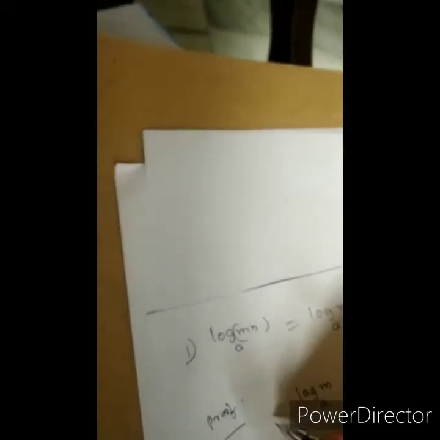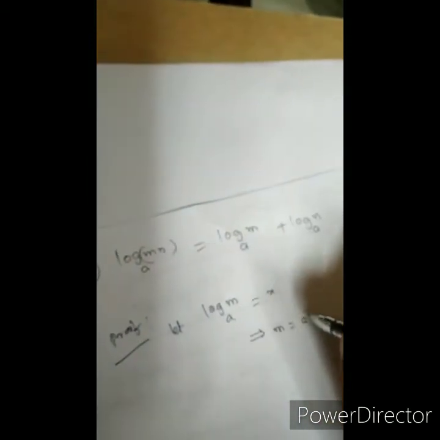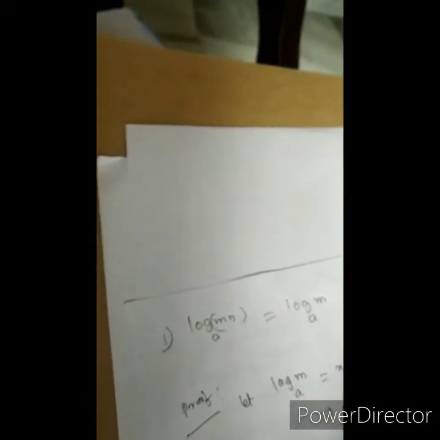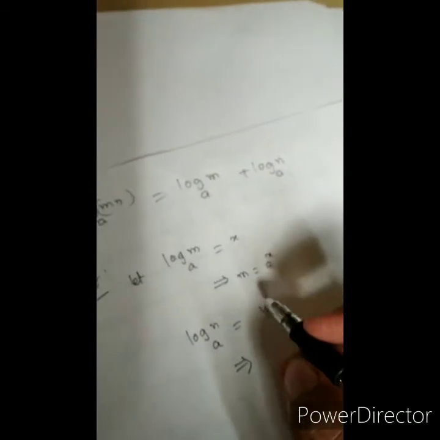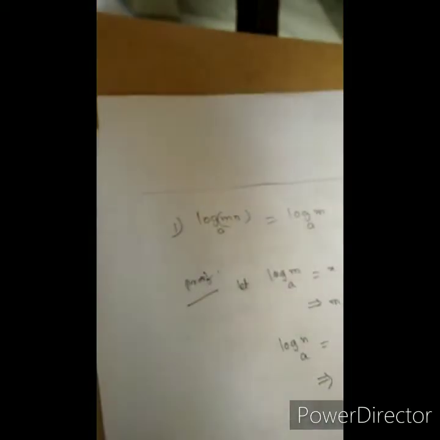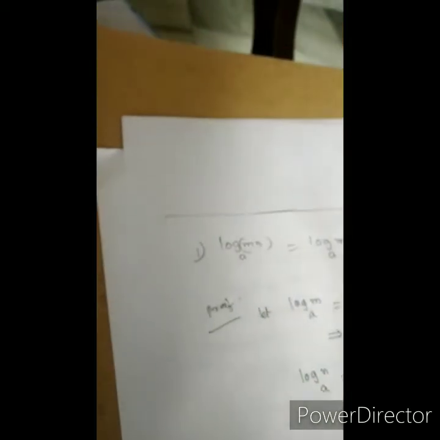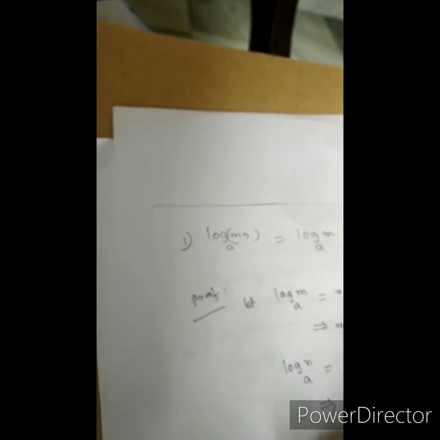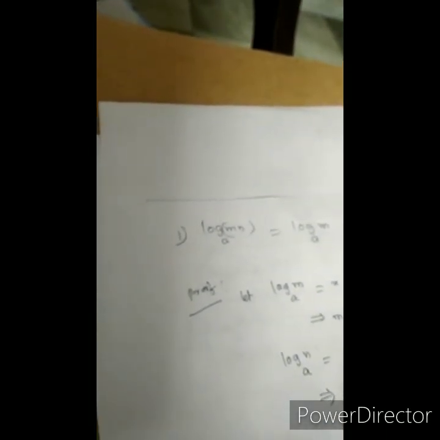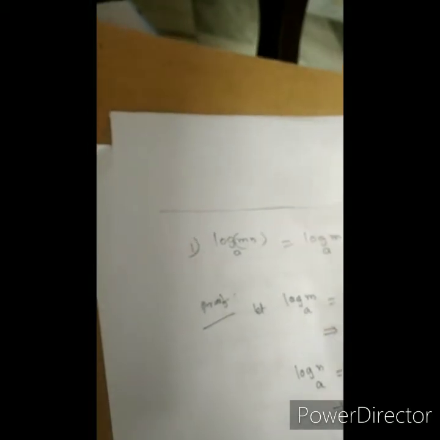Similarly, by the definition of logarithm, m is equal to a power x. Similarly, I'll take log n to the base a is equal to y. By the definition of logarithm, we can write n is equal to a power y. Now I multiply those two: m into n is equal to a power x into a power y. I am multiplying 1 and 2.